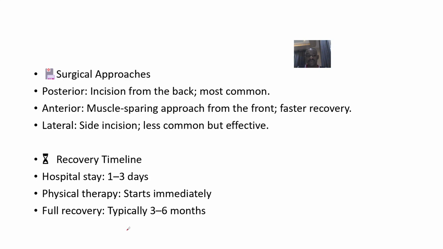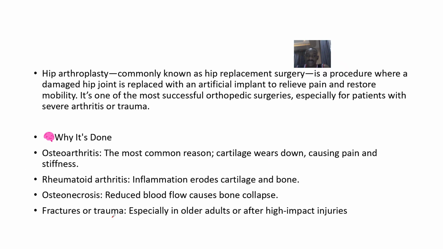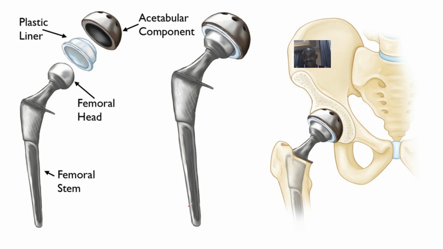All right, recovery time in the hospital is at least 1 to 3 days. Then physical therapy starts immediately. Then full recovery, where you can be able to use that joint full time again, should take you at least 3 to 6 months. Okay, so this is just what is meant by hip arthroplasty.